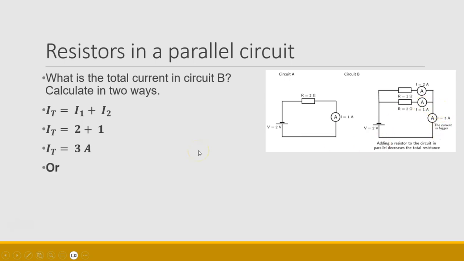But the alternative is to use the formula I equals V over R. Now the total voltage in our circuit is 2 volts. But in order to work out the total current, we also need to use our total resistance. And the total resistance of the 1 ohm and the 2 ohm resistors together, we already calculated to be 0.67 ohms. So we're going to say 2 divided by 0.67, and that again gives us the same answer of 3 amps for total current.